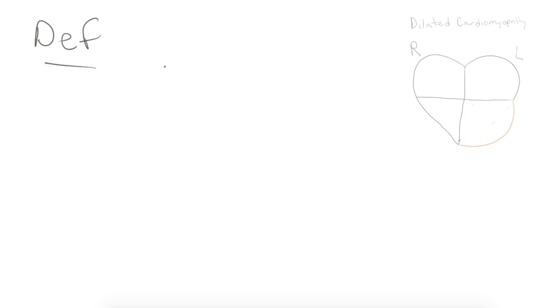The definition is a heart muscle disease. So let's put heart muscle disease. Okay, moving on.